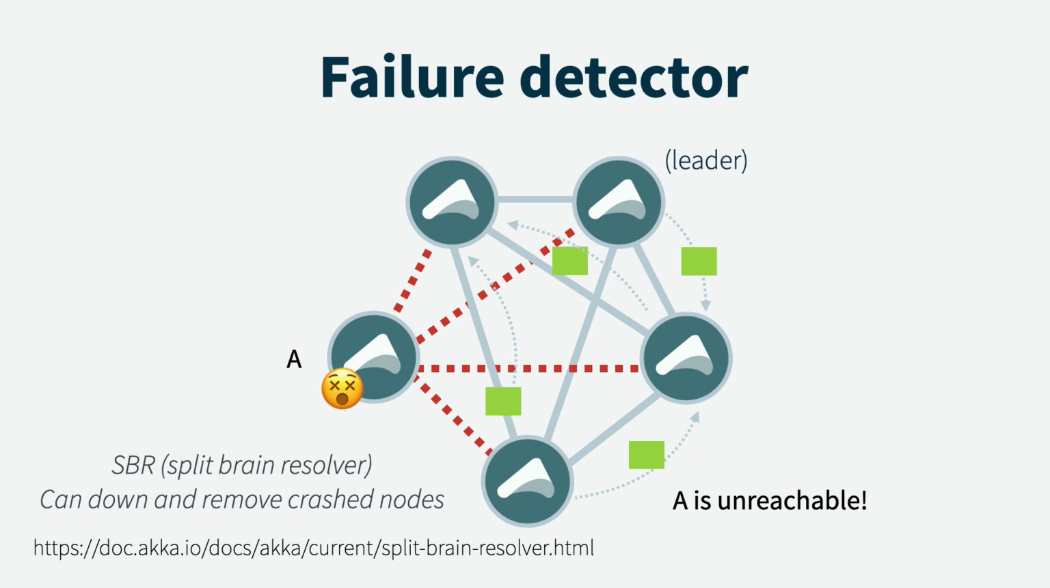And for this, there's a component called the split brain resolver, which can detect and remove those nodes from the cluster. This is also maybe more important in a dynamic cloudy environment where you scale in and out dynamically and things like that.